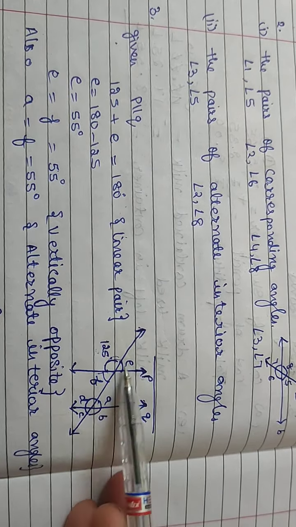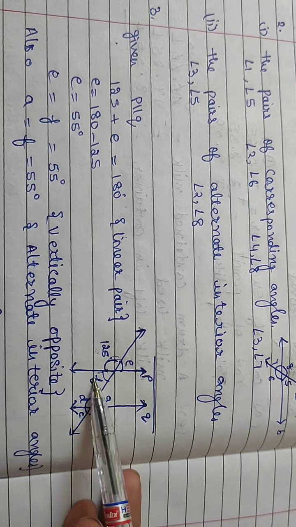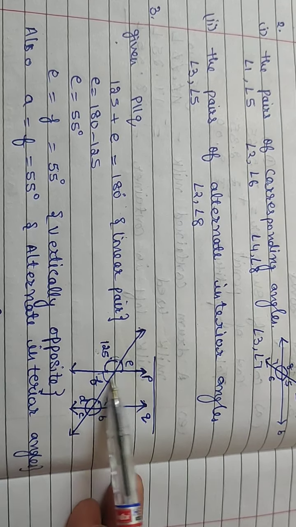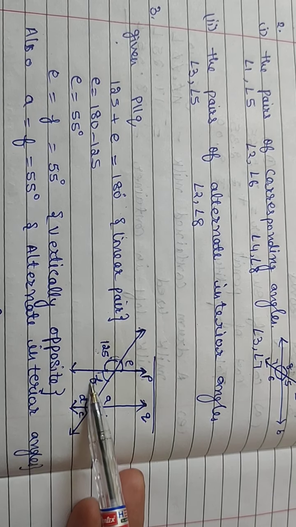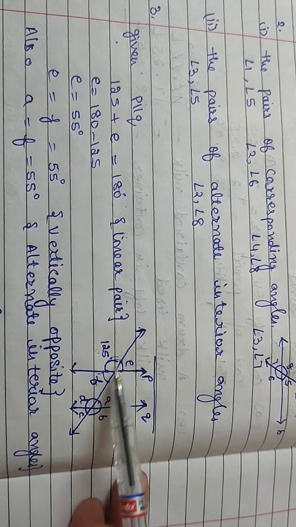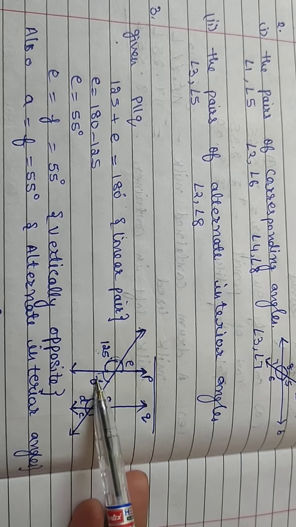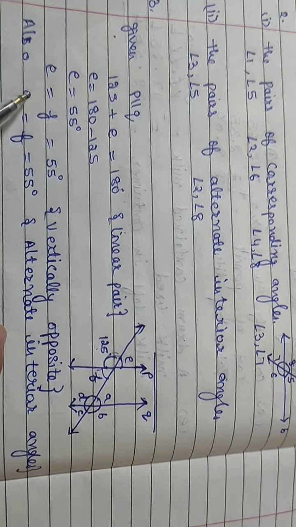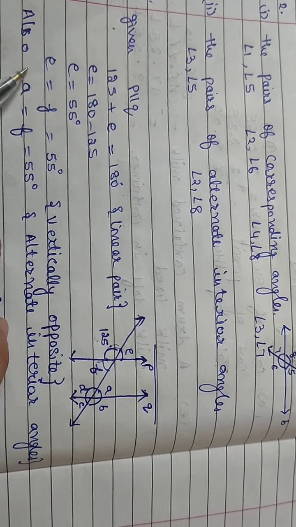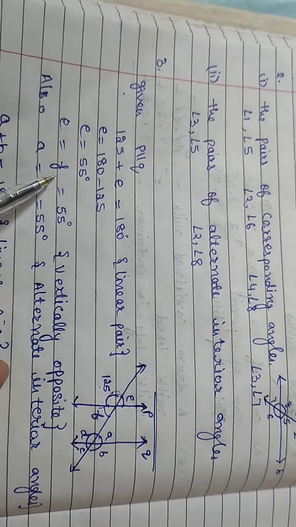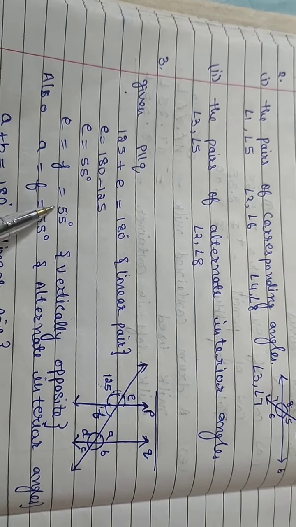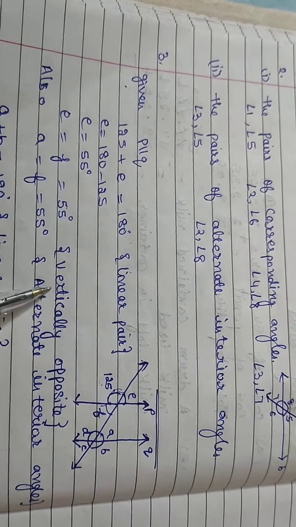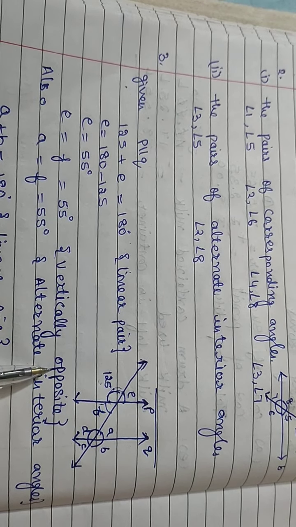Now E and F both are called vertical opposite angles because they are making a cross here. So E and F both are vertical opposite angles. So angle E is equal to F. Both are equal because vertical opposite angles are equal. So E equals F equals 55, because E is 55, so F is also 55. What is the reason? They are vertically opposite angles.